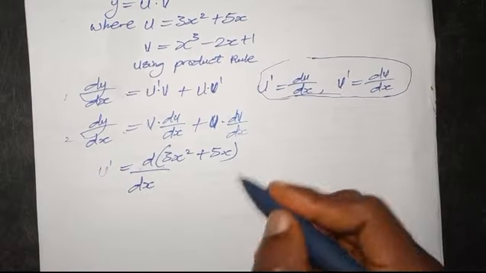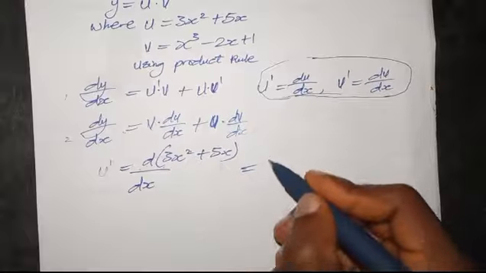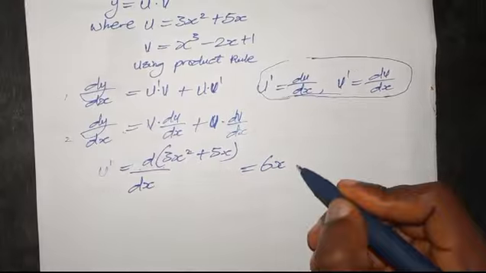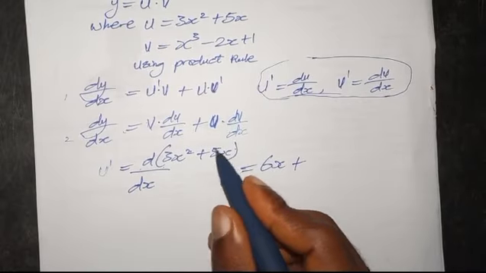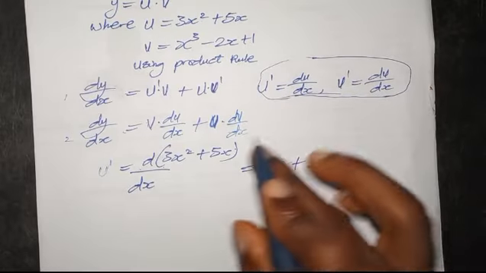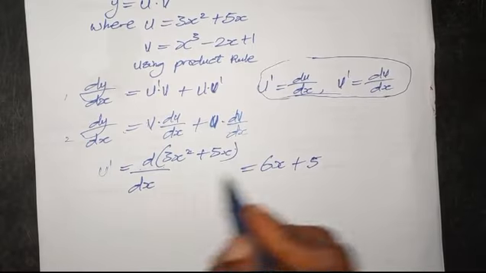Now you can differentiate it: 2 times 3 is 6x raised to power 1. You don't have to write the 1 down. Plus 1 times 5 is still 5. There's nothing there again. That's all. That's u prime.